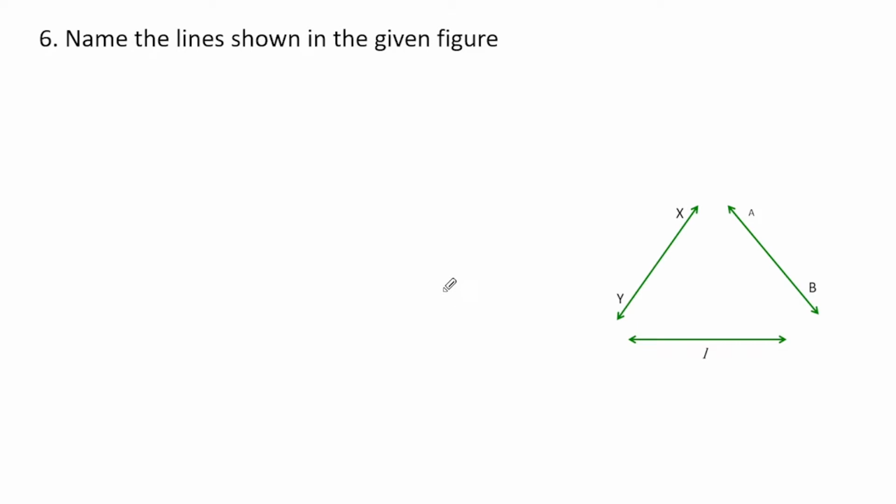Alright, so now we have to name the line shown in the given picture. So we have line XY. So line symbol XY. Then we have line AB. So line symbol AB. Now we have a small letter, and that small letter is L. So we'll just write L. So these are the names of all the lines in the given figure. Let's move on.